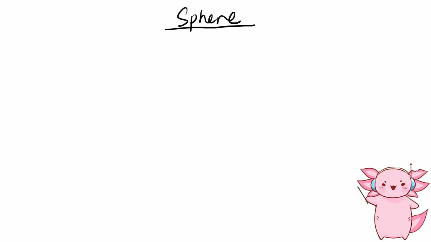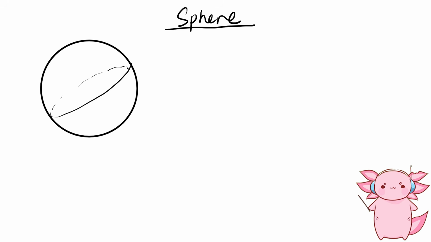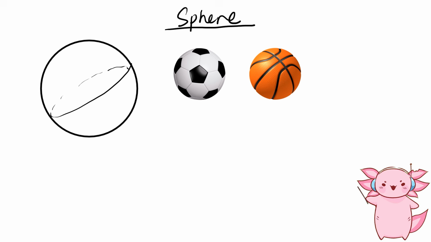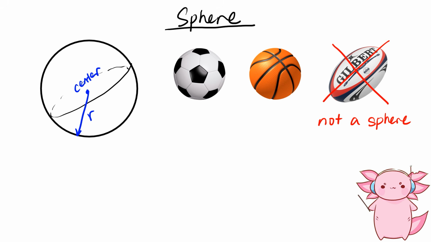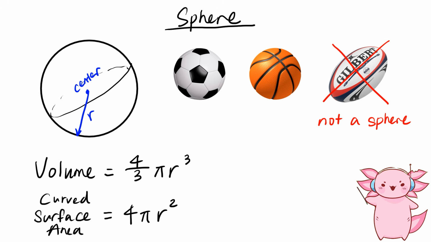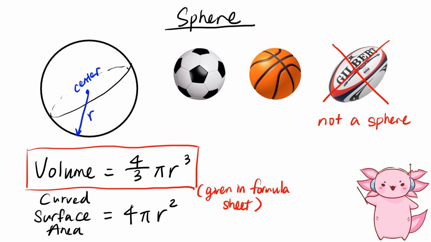A sphere is basically any type of ball that you can think of. So think of a football, basketball, rugby ball. Okay, maybe not that one. So the radius is the distance from the center of the ball to any point on the surface. The formula for the volume and surface area is actually given in the formula sheet. So volume equals 4/3 pi r cubed, and the surface area is 4 pi r squared.